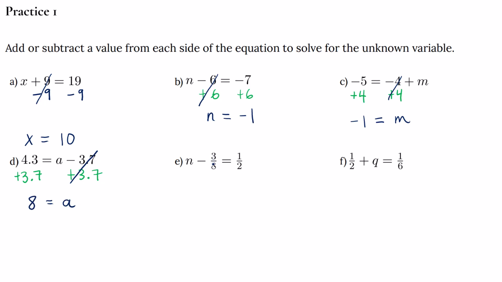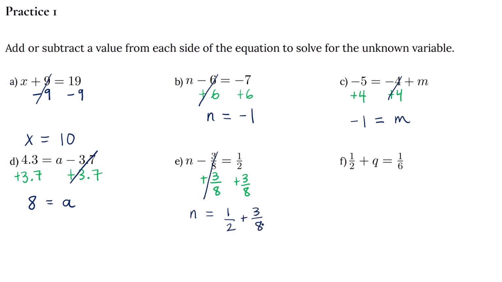We have 3 over 8 taken away from n. So to get n by itself, we are going to add 3 over 8 to this side. As well as adding it to the left side, we also have to add it to the right side. And what we end up getting is we have our n, negative 3 over 8 plus 3 over 8 becomes 0. They cancel each other out. And on the right side, we have 1/2 plus 3 over 8.